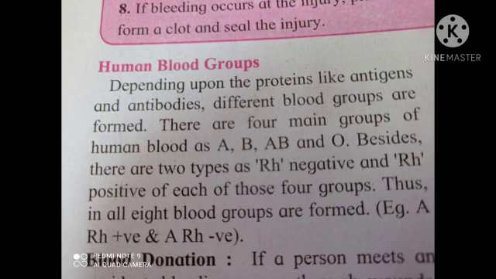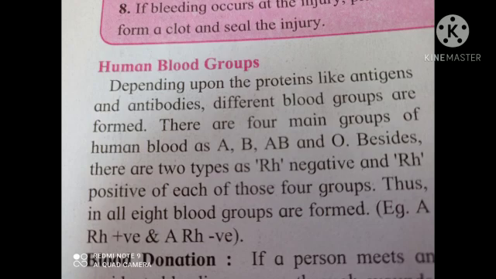Next point is human blood groups. There are four types of blood group, that is A, B, AB and O. Rh positive and Rh negative are further subtypes. Thus, there are a total of 8 types of blood group commonly found in humans. A Rh positive, A Rh negative, B Rh positive, B Rh negative, AB Rh positive, AB Rh negative, O Rh positive, O Rh negative.